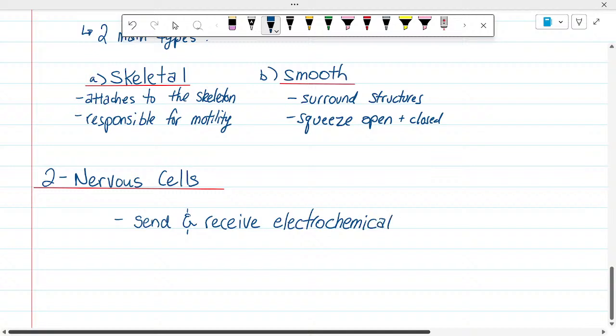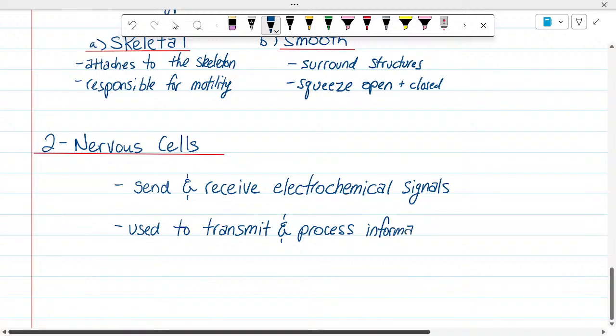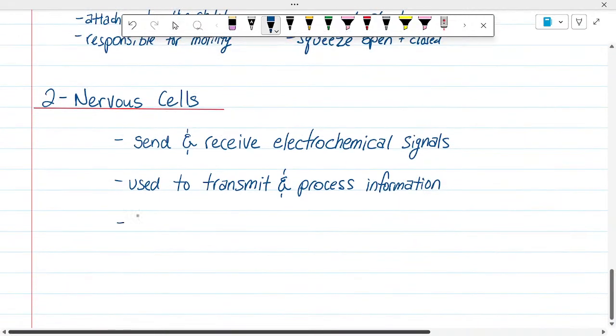Ask anyone taking grade 12 biology right now. What you're going to learn is you can't do one without the other. They're all interrelated. So nerve cells send and receive electrochemical signals. More broadly then, they're used to transmit and process information. These cells are called neurons.